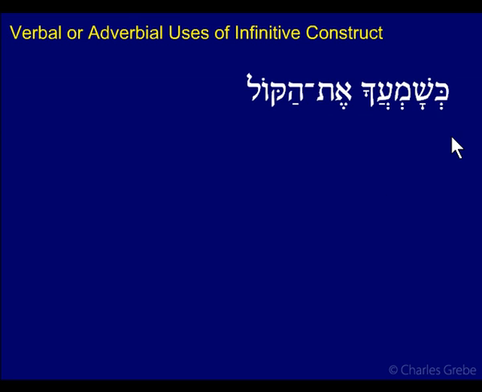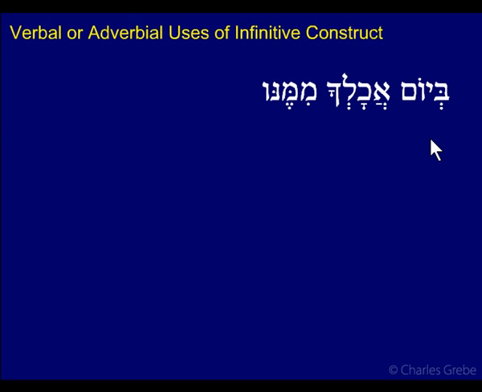Okay, another example. Ki shom acha et hakol. So again, we have a kamatatuf. Ki shom acha et hakol. When you, subject, hear what? The sound. When you hear the sound. So if you just translate it that way, then you're fine. Or perhaps as you hear the sound, or while you hear the sound. Again, the difference between those will come from context. You can't tell just by looking at this by itself.